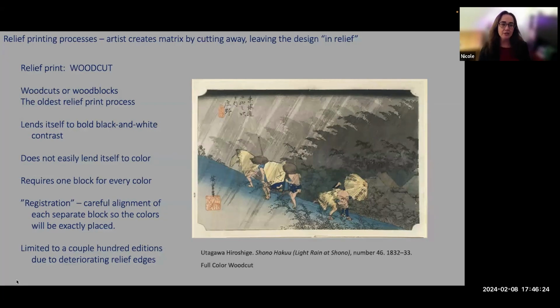So what we're looking at here is Hiroshige's Light Rain at Shono. This print required 4 blocks in order to make it, one for each color. Okay, so each new color would require a separate block run through the press. The process of making sure that all of those plates line up with each other and they're all printed in a way that looks uniform throughout the print and in a way that puts the color where the artist wanted it. That's a pretty exact process, and that's called registration. So you want to make sure that the blocks themselves land in the same place each time they're run through the press.